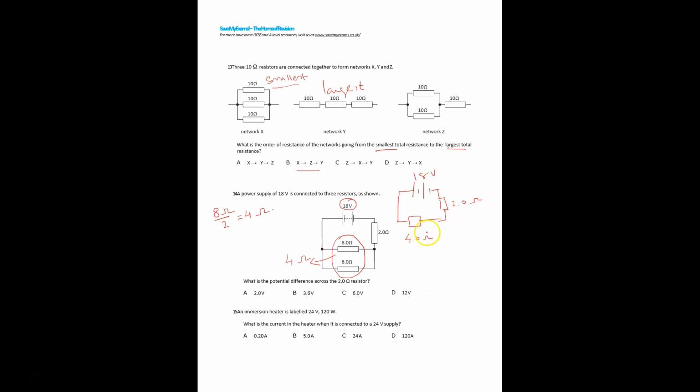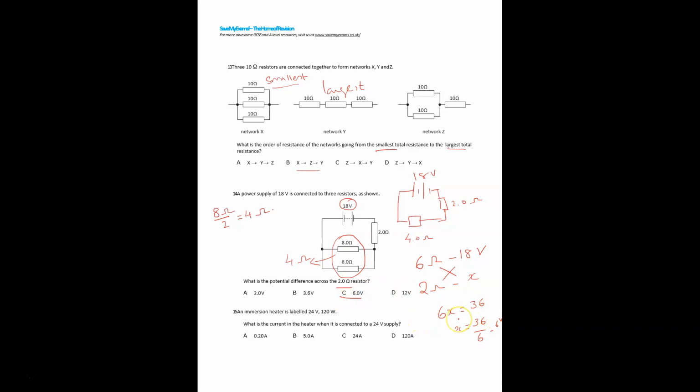Now what can we do? First you add these two resistors. So 4 plus 2, 6. 6 ohms will take 18 volt. Now what is the question? The 2 ohm resistor will take how much? Question mark, x. So cross multiply. 6 times x, 6x. 18 times 2, 36. So x is equal to 36 over 6. So 6 volt is the answer.